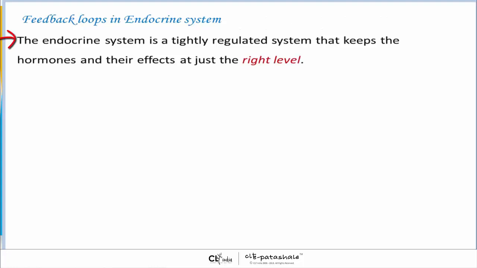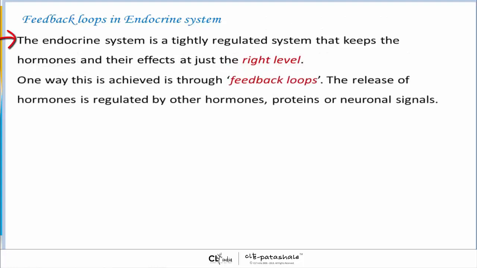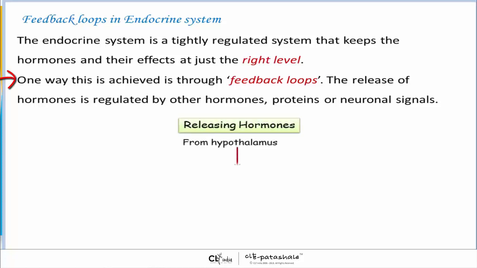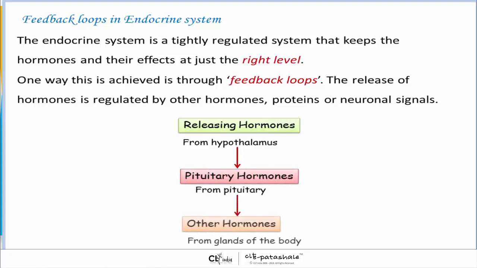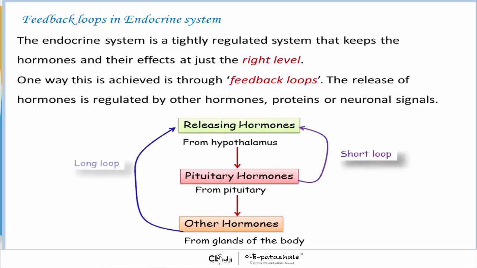The endocrine system is a tightly regulated system that keeps the hormones and their effects at just the right level. One way this is achieved is through feedback loops. The release of hormones is regulated by other hormones, proteins, or neuronal signals. So there is the release of hormones from the hypothalamus to the pituitary, hormones from the pituitary, and other hormones from other glands of the body. There's a short loop between the pituitary hormones and the releasing hormones. There's a long loop from other hormones to the releasing hormones.